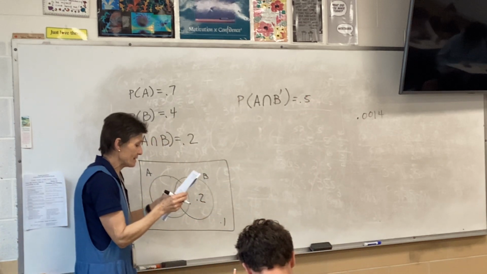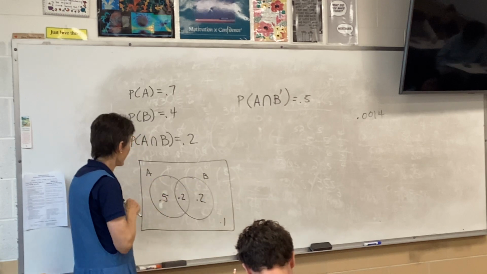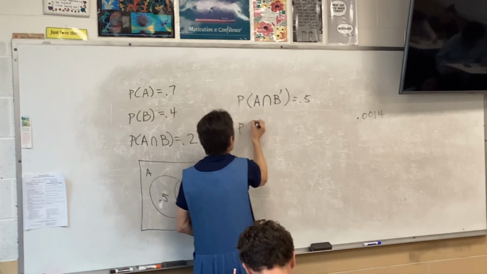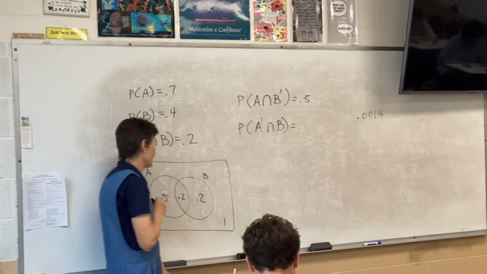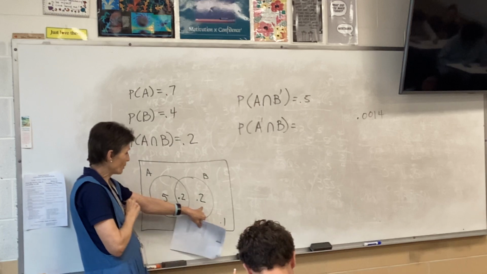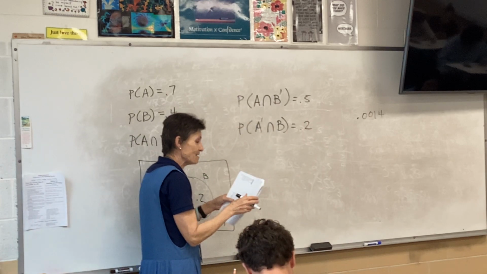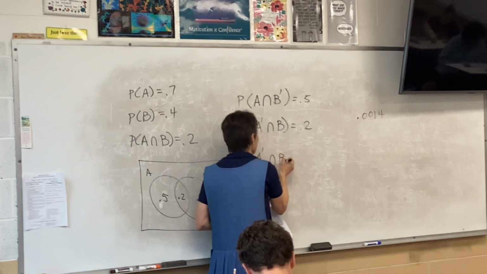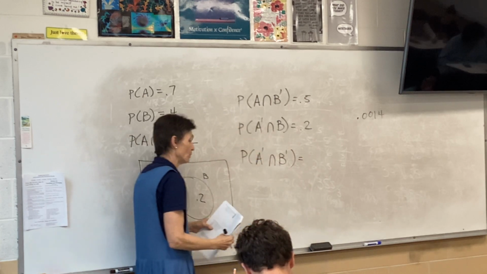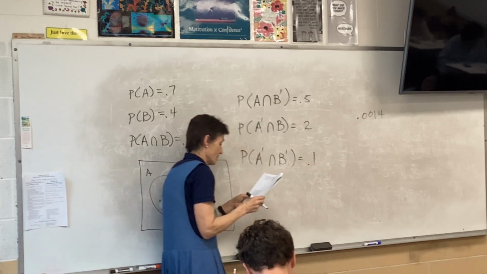Find the probability that B occurs, but A does not. That would be the probability of not A and B. What would that be? This 0.2 right here. And then neither A nor B, so the probability of not A and not B, and that would be our 0.1.